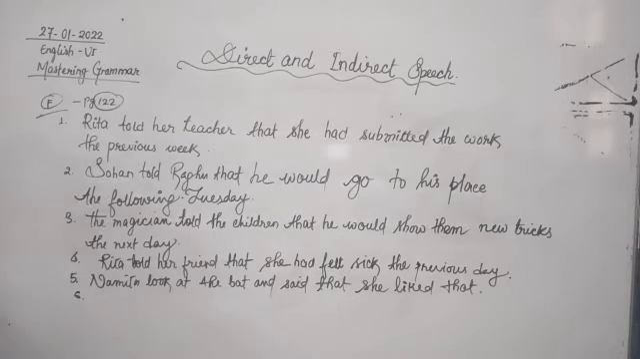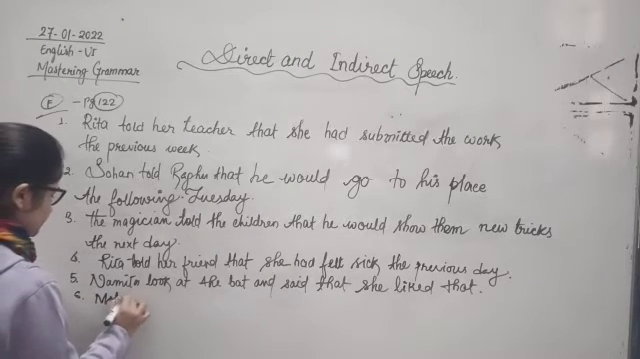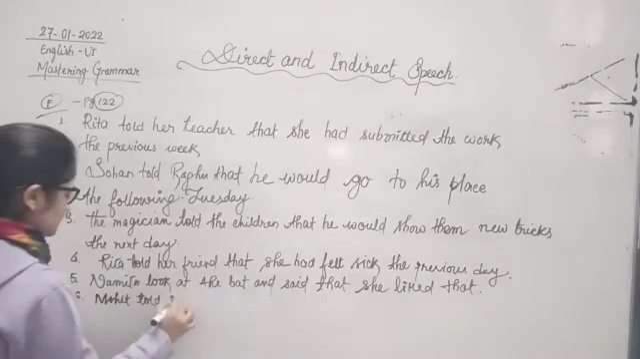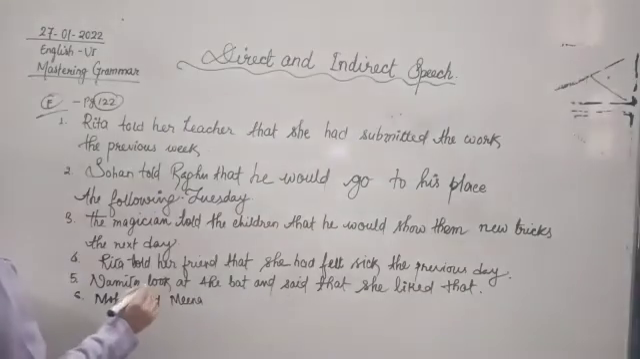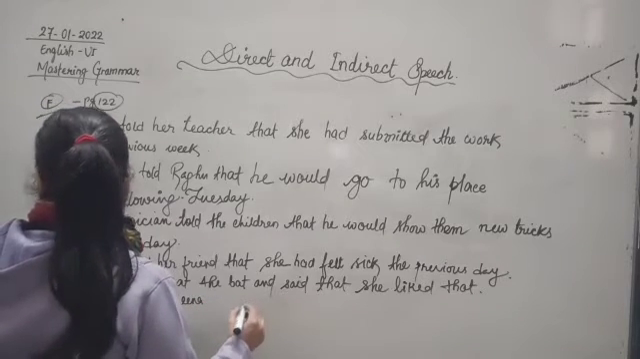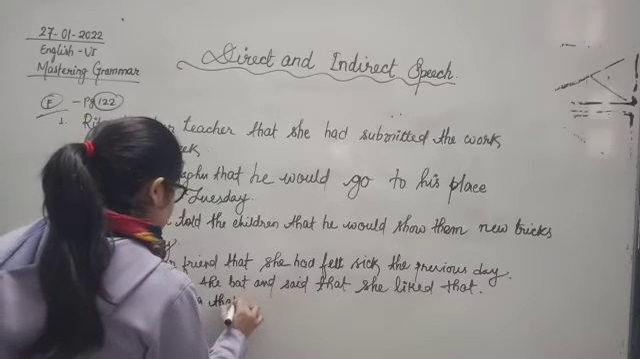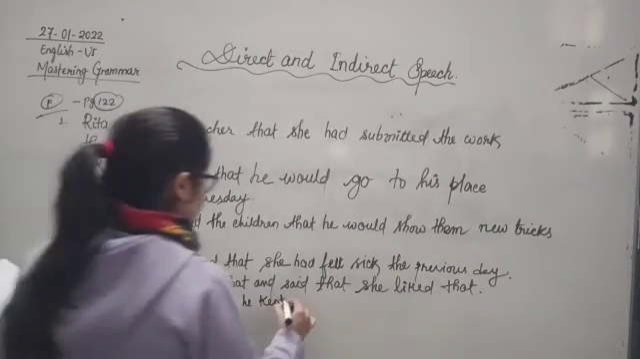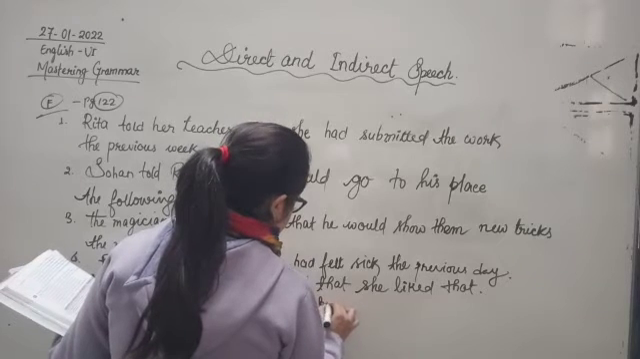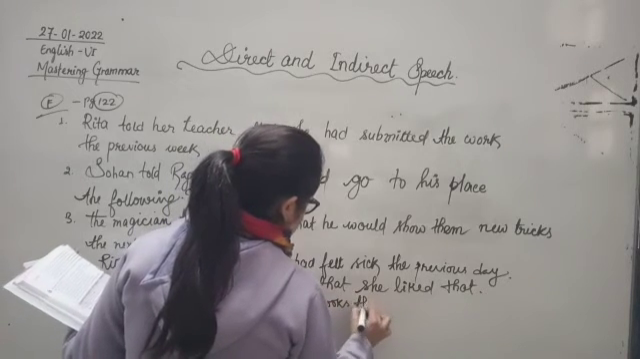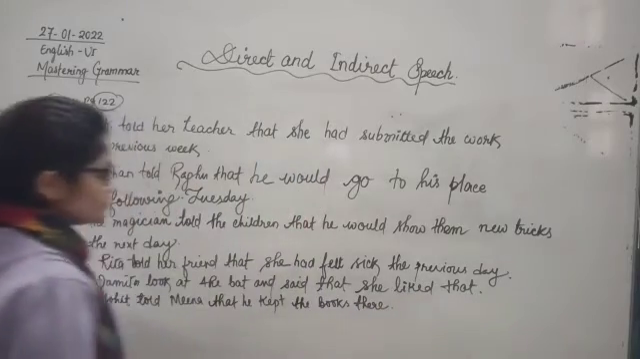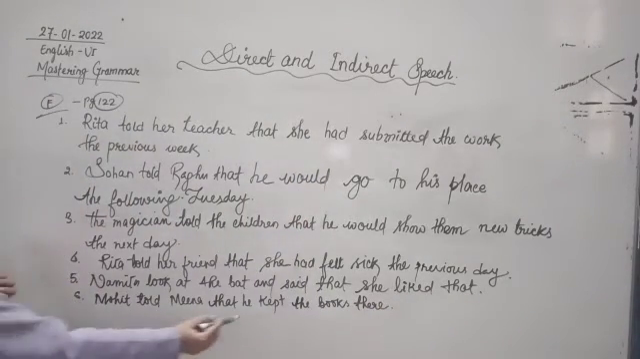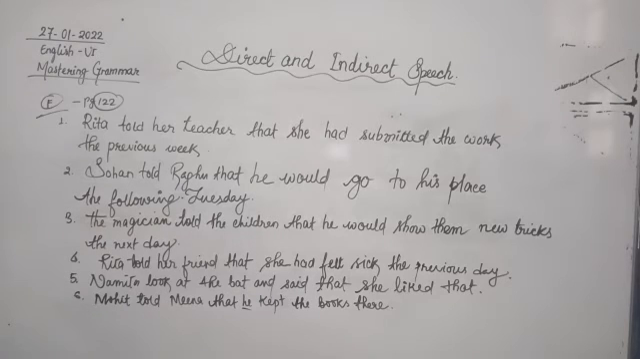Okay, children, so we have finished till 5, now number 6. Mohit said to Meena, I kept the books here. So Mohit told Meena that he kept the books there. Here changes to there, and Mohit is a boy, that's why I have used he. Okay, children? So now let's move ahead with number 7.